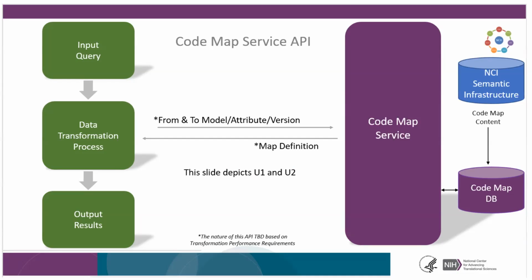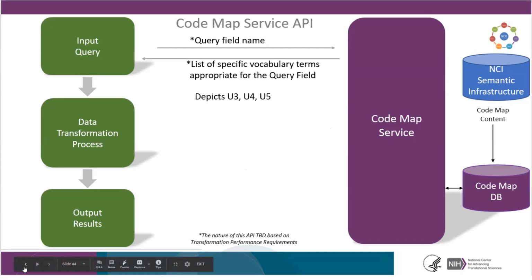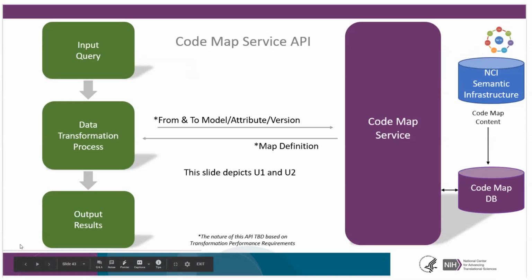For example, the data transformation services might use a map definition from the code map service that is created by the mapping experts to transform data from one model to another. Next slide, please.